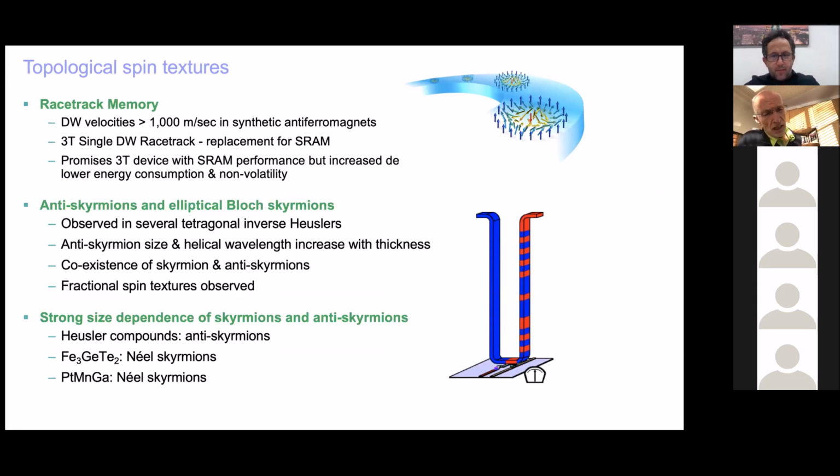And I've discussed anti-skyrmions and a second topological object, elliptical Bloch skyrmions in tetragonal inverse Heuslers, and showed you how the size varies with increasing thickness of the lamella. This is a consequence of dipole fields. And we've also seen these fractional spin textures for the first time at the edges. And finally, I just briefly mentioned two other systems in which we've observed Néel skyrmions in metallic systems. And this is the 2D system, Fe3GeTe2, and platinum manganese gallium, which was the first metallic system in which Néel skyrmions were observed.